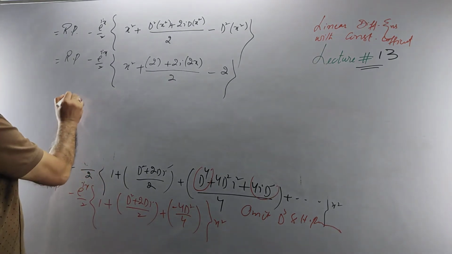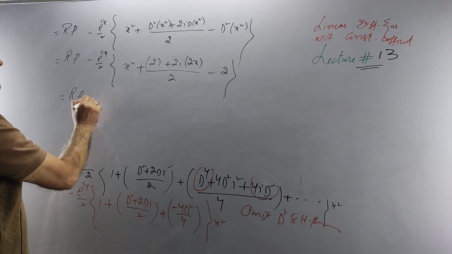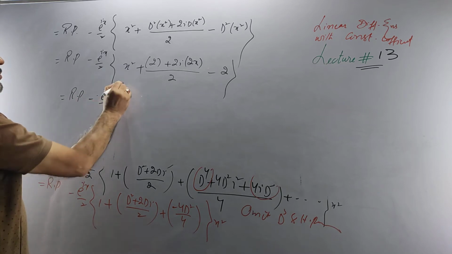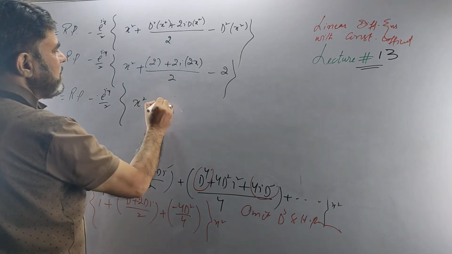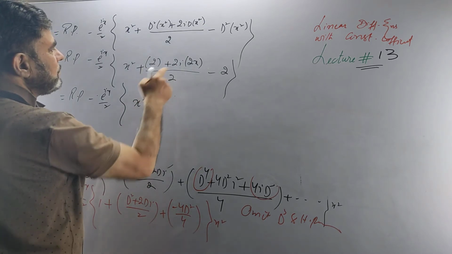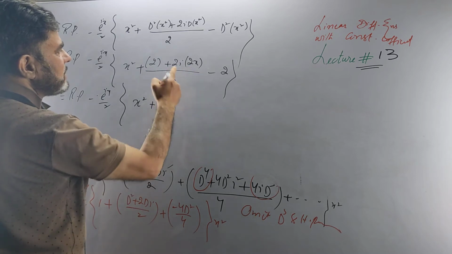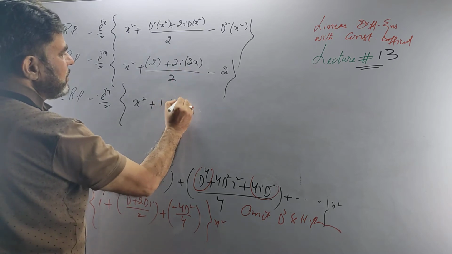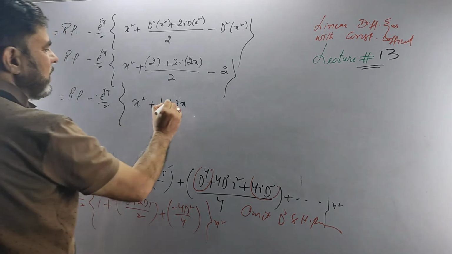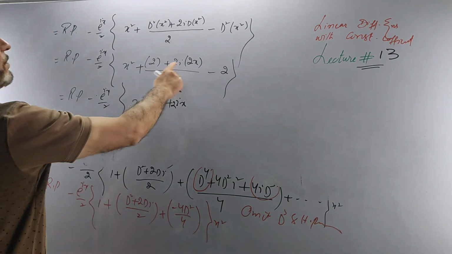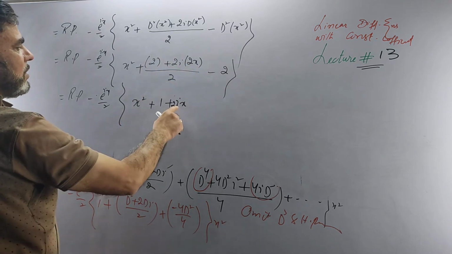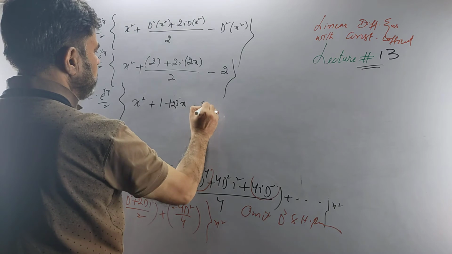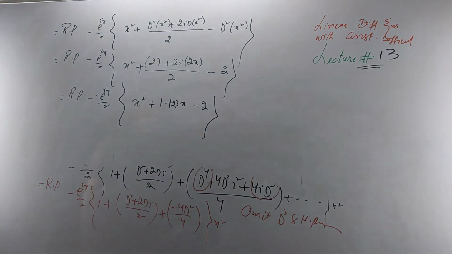This gives you a real part minus e raised power iota x by 2. The 2 gets cancelled here. It is only x square plus 1, plus 2 gets cancelled. It is 2 iota x, sorry, 2 iota, because 2 2s are 4. The 2 gets cancelled. It is 1 plus 2x iota, 2 iota x minus 2. Okay? Yes.